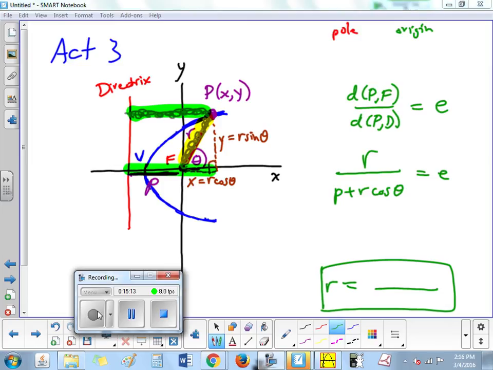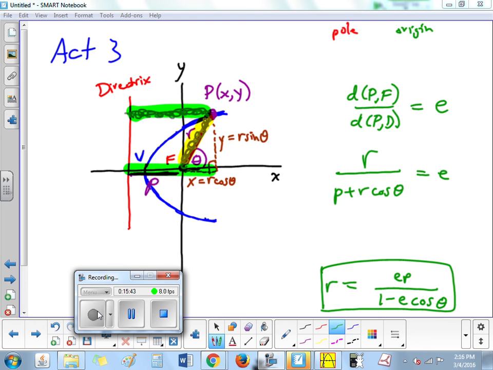Okay, so it's a bit of work, but you should get EP over 1 minus E cos. Let's say that a couple times because this is it, the big daddy formula. Okay, let's say it together. Ready, go. R equals, make sure you always read the left side of equations, right? So R equals EP over 1 minus E cos theta. Naturally.